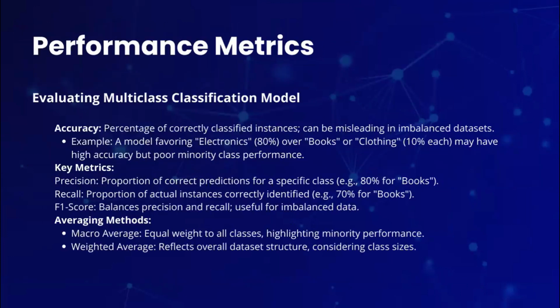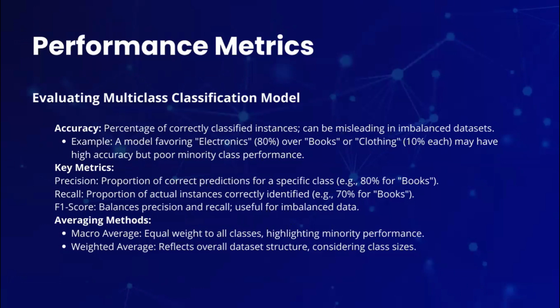For the performance metrics, when evaluating a multi-class classification model, we rely on specific performance metrics to understand its strengths and weaknesses. The most basic metric is accuracy, which measures the percentage of correctly classified instances across all classes. While useful, accuracy alone can be misleading, especially in imbalanced datasets, where the model might perform well on majority classes but poorly on minority ones. For example, if a dataset has 80% electronics and only 10% each for clothing and books, a model that predicts electronics most of the time might achieve high accuracy while failing to represent the small classes. To gain deeper insights, we use metrics like precision, recall, and F1 score.